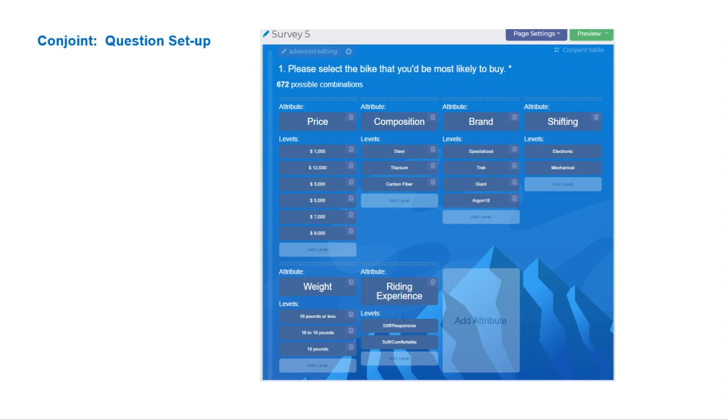So let me remind everyone that we set up a conjoint in the last video. We had 6 attributes: price, composition, brand, shifting, weight, and riding experiences. And each attribute had a differing number of levels. So price went from 1,000 to 12,000. Composition was steel, titanium, carbon fiber, etc. And so I had Drew take this 20 times in order to get some data to work with. In the real world, you would be asking several hundred respondents minimum for something like this. But for the sake of simplicity, I forced Drew to take this 20 times.